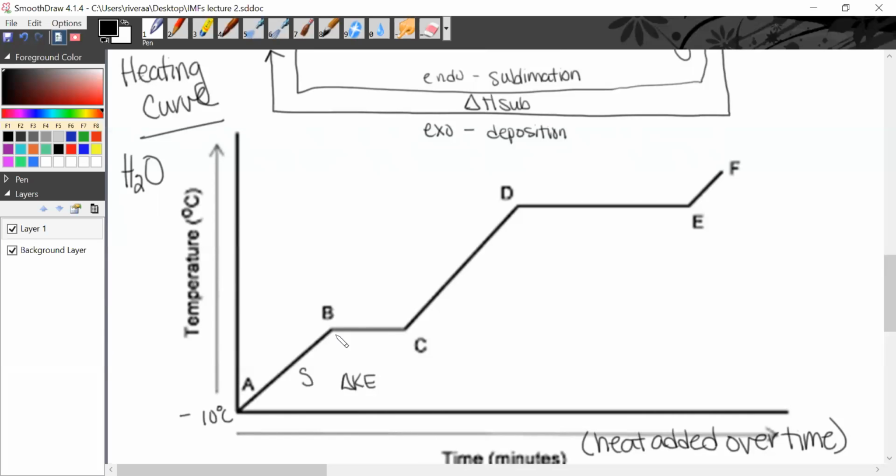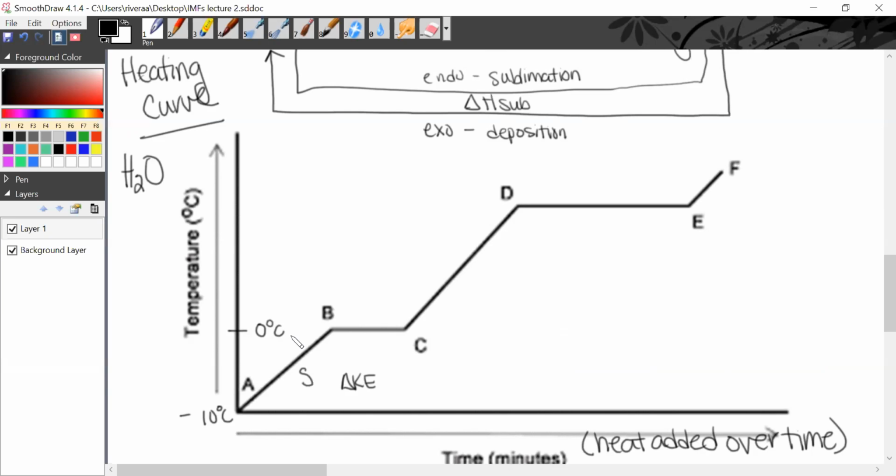And then all of a sudden you get to point B and you're still adding heat, but the temperature stops changing. And you're like, is something wrong with my thermometer? Is my thermometer broken? Why isn't the temperature changing? Nothing's wrong with your thermometer. The temperature is staying the same because what happens here, and interestingly enough, this is at 0 degrees Celsius, is that the energy you're putting into that ice is no longer being used to increase kinetic energy, to make the molecules move faster.